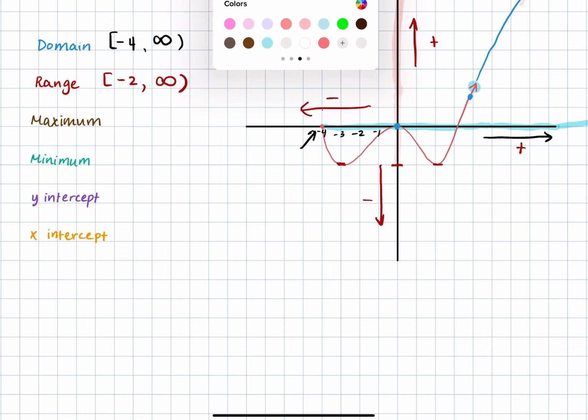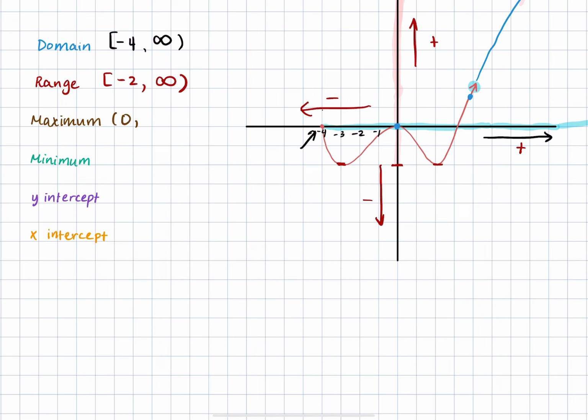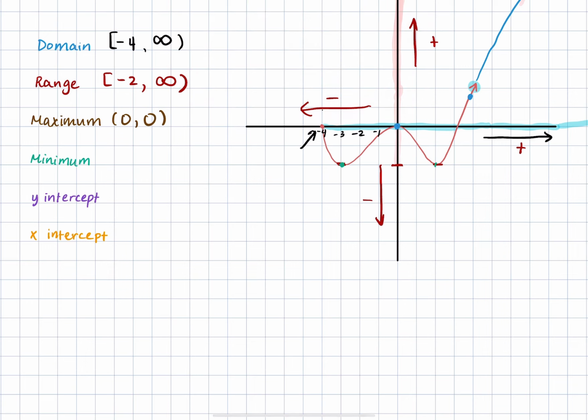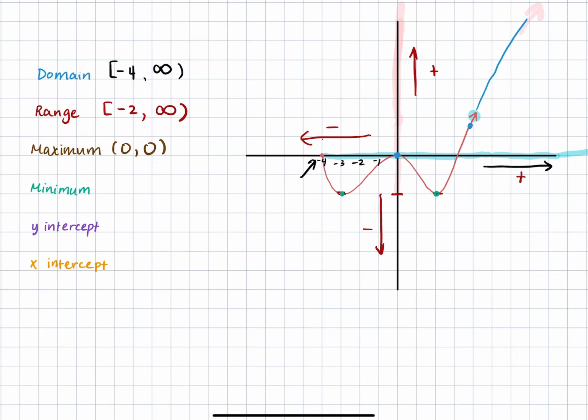So let's switch colors, 0, 0. And we're using parentheses because we're talking about points. They are included. We're just talking about points, and they're not set values. So, okay, minimum. We're looking for the valleys. So we have one here and one here. We have two valleys, so we can include them both.